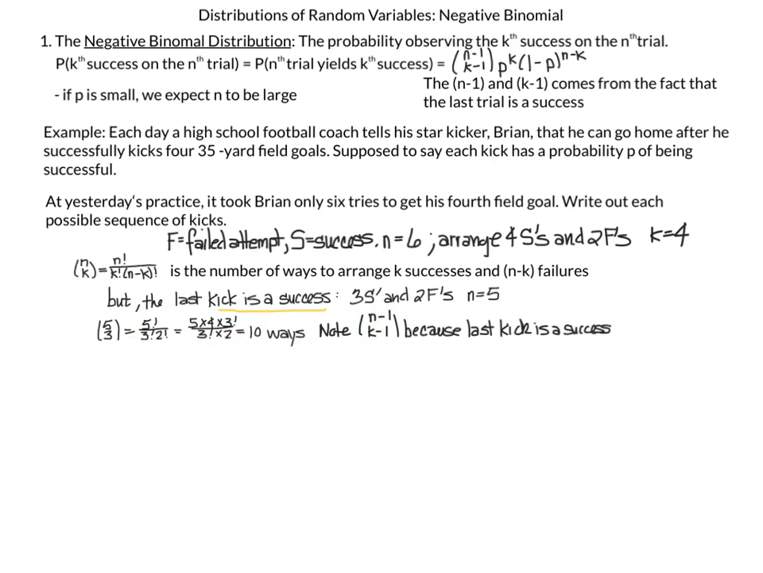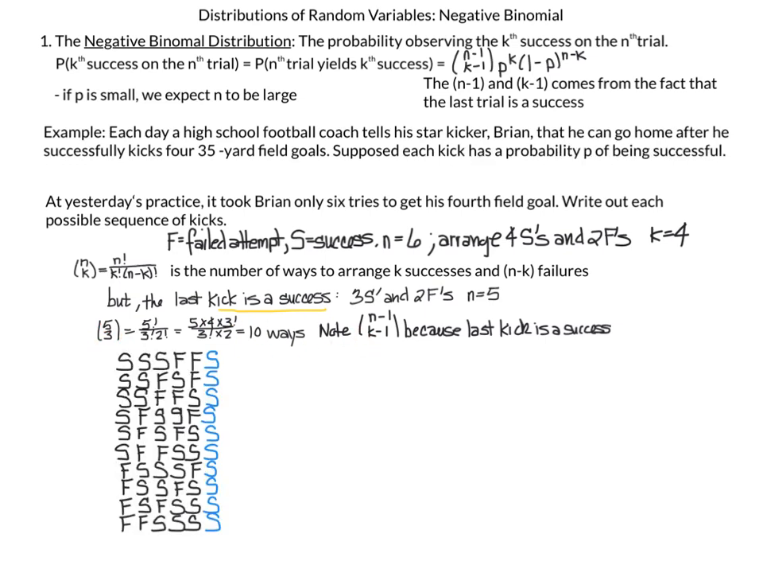And again here, our formula was n minus 1, right? So we didn't use n equals 6, we used n equals 5 because we have one less S to arrange. And then here on the bottom, the ways to arrange k successes. Again, we don't have 4 successes now to arrange because one of them automatically gets put at the end. So we're only arranging k minus 1, or 3, successes. So there are 10 ways to do this. I listed our ways of arranging 3 successes and 2 failures. And then at the very end, I put our last success.